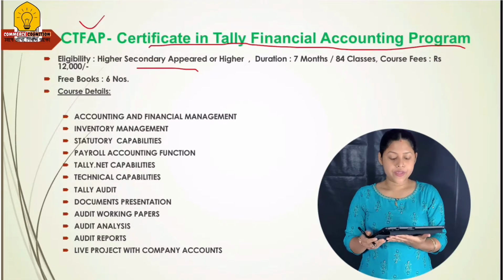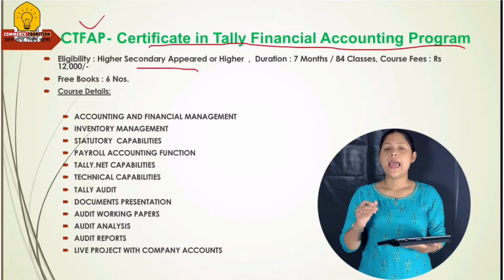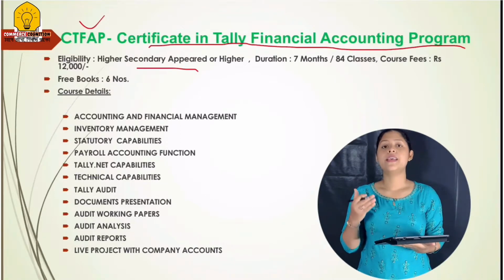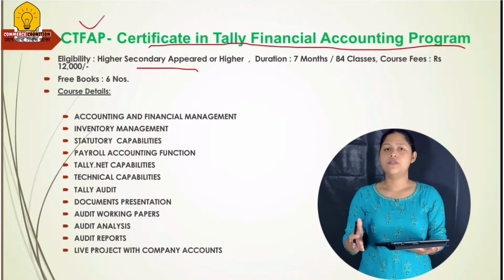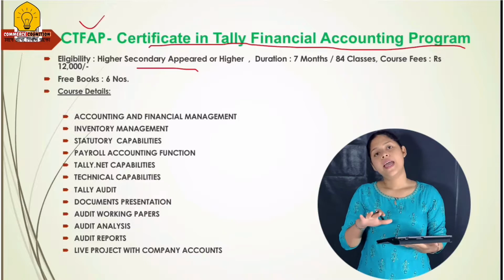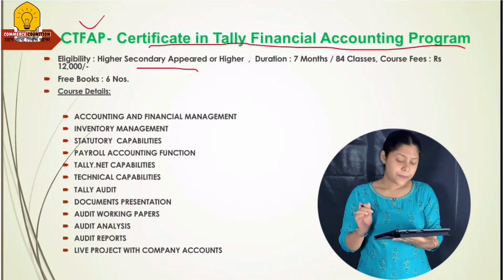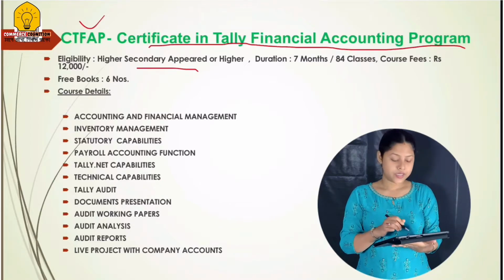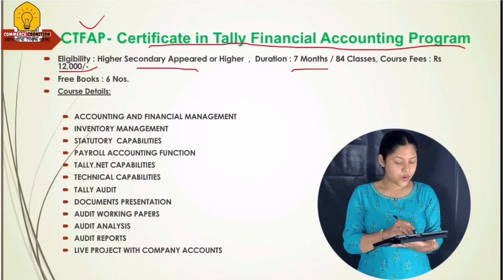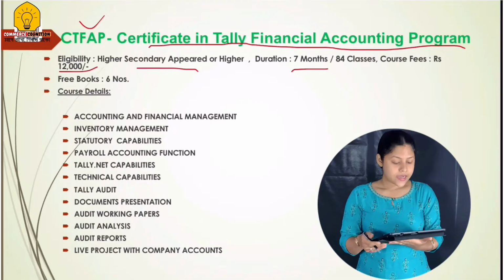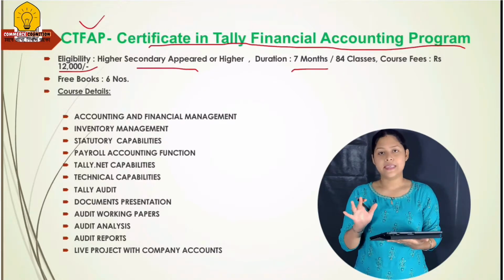Coming first to the eligibility of this course: higher secondary appeared or higher. So the eligibility required for this course is minimum higher secondary and higher. That means BCom, MCom and other courses, not only from a commerce background but also from other streams, can do the course. So the basic need is higher secondary. The duration of this course is 7 months or 84 classes, and the course fee is approximately 12,000, and there will be free books provided by Tally Academy for semester 1.